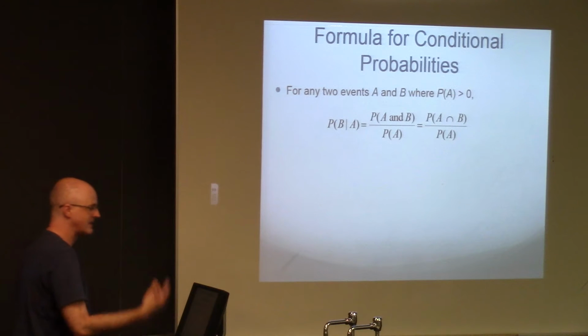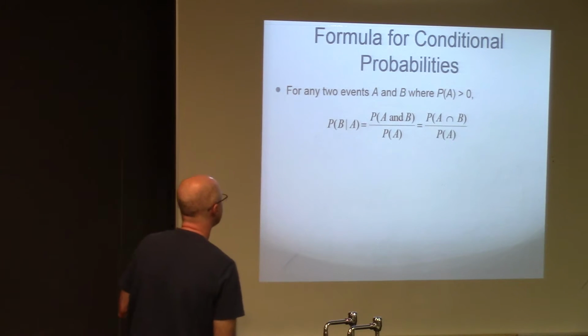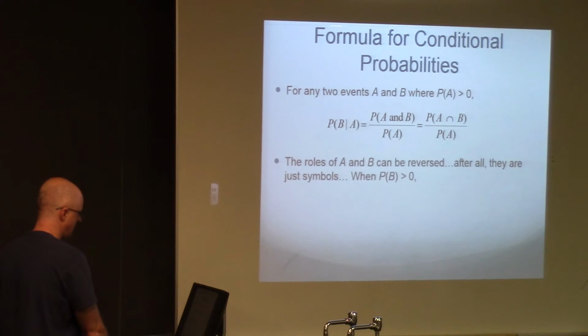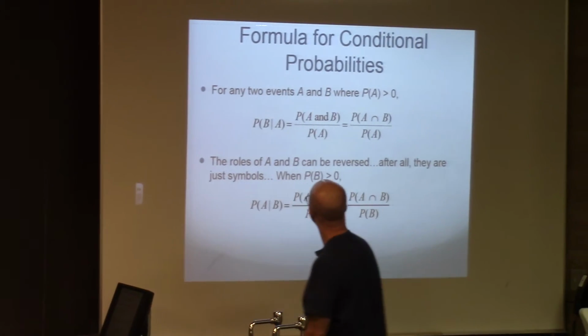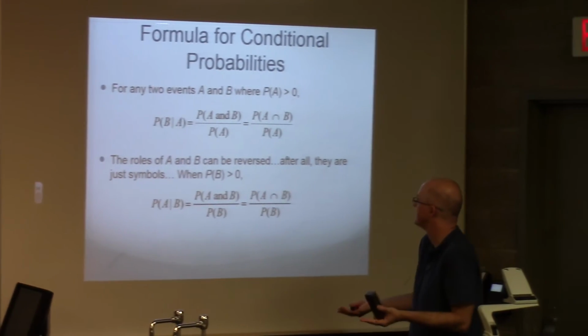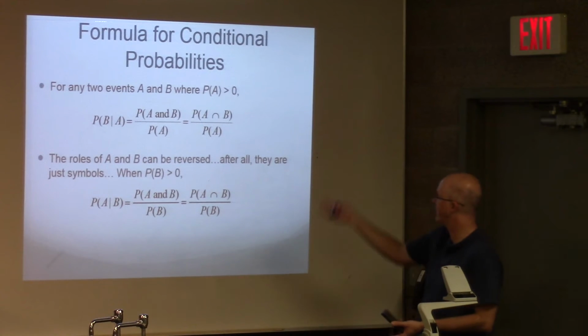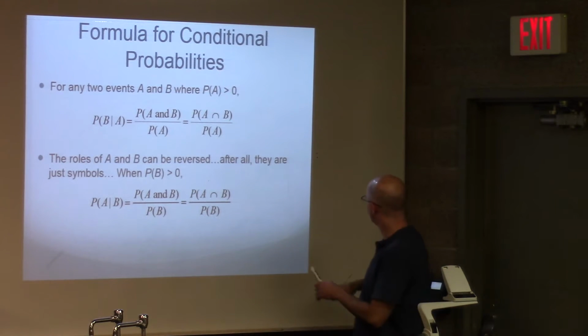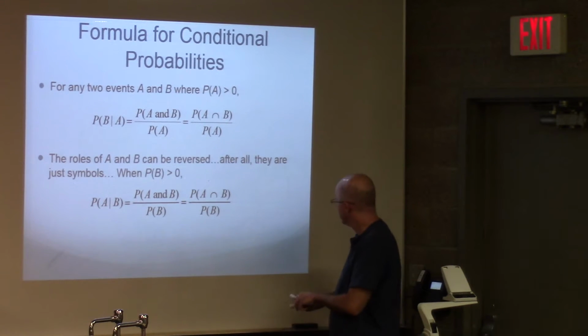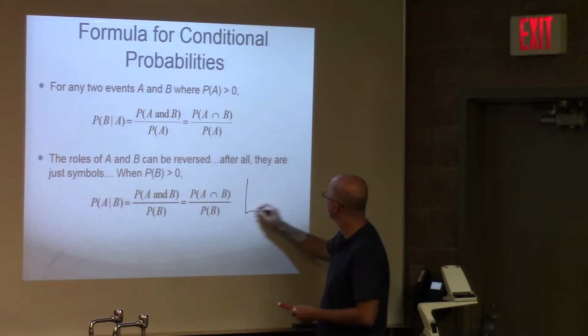Here's a formula. In fact, let's draw the Venn diagram right now. Two versions of the formula, but they really mean the same thing. The symbols A and B are just symbols. They could be reversed. These two formulas say the exact same thing, just reversing the roles of the symbols. Let me go ahead and redraw that Venn diagram.